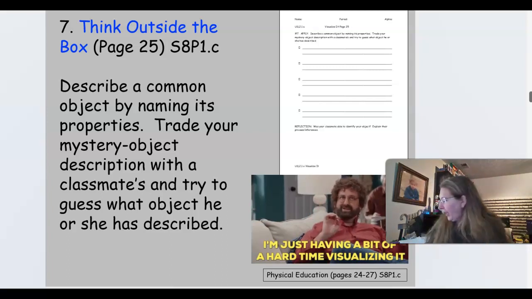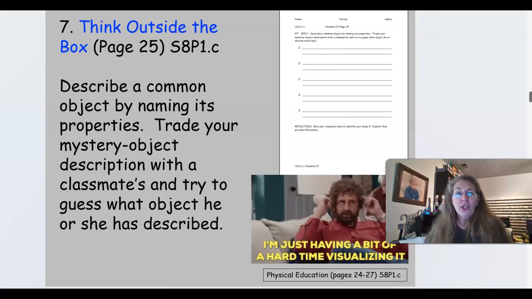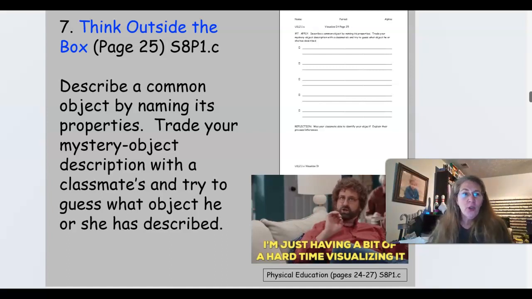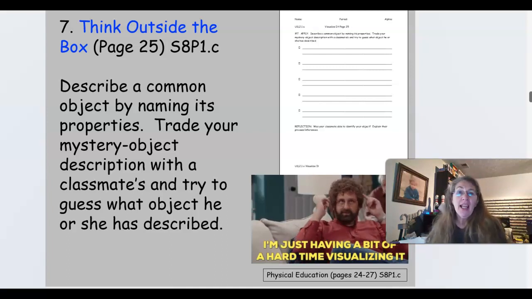Then on the bottom of page 25, you have a think outside of the box question. You have a paper to fill out to help you answer this, and it should be in your Unit 1 packet of handouts. It asks you to describe a common object by naming its properties. So this is kind of like playing I Spy, except you're writing down the clues first.